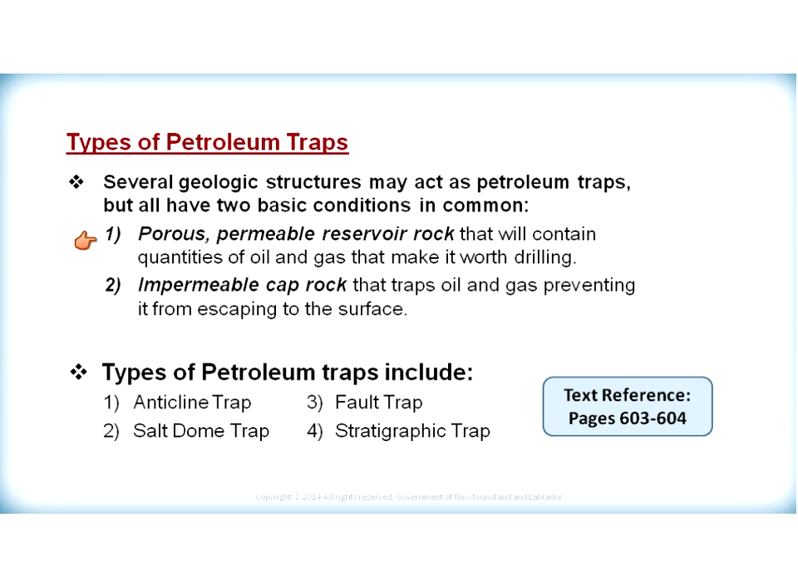The second condition found in all petroleum traps is impermeable cap rock that traps oil and gas, preventing it from escaping to the surface. This presentation will look at the different types of petroleum traps, including an anticline trap, a salt dome trap, a fault trap, and a stratigraphic trap. Information on these different types of petroleum traps can be found in the textbook on pages 603 to 604.